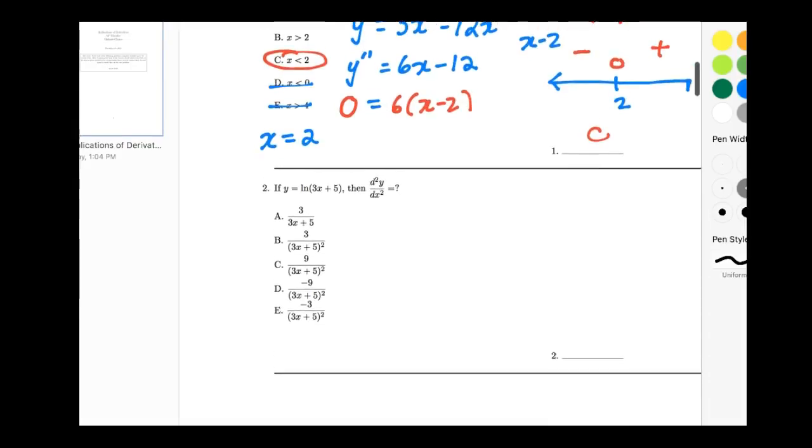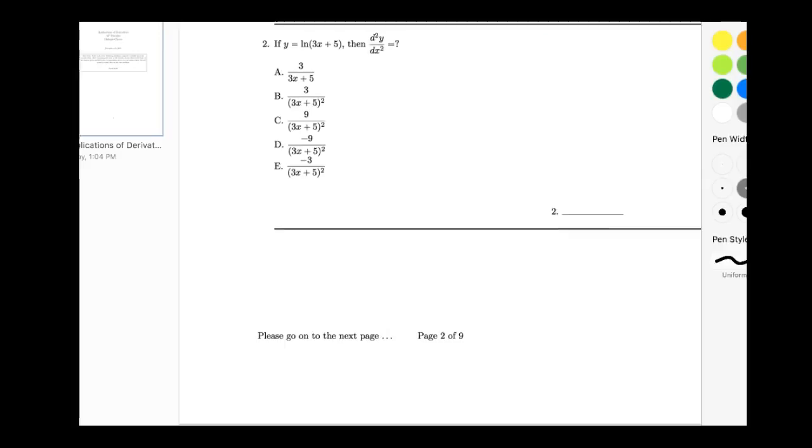Okay, let's keep moving on. All right, number 2: if y equals the natural log of 3x plus 5, then find the second derivative. That's what that squared means up there, the second derivative. So I need to find the second derivative of this, and the first derivative is no problem. For natural log, you take the derivative of the inside, which is 3, over the bottom, just the bottom. Now look what we have here for the answer. There's the answer for our first derivative.